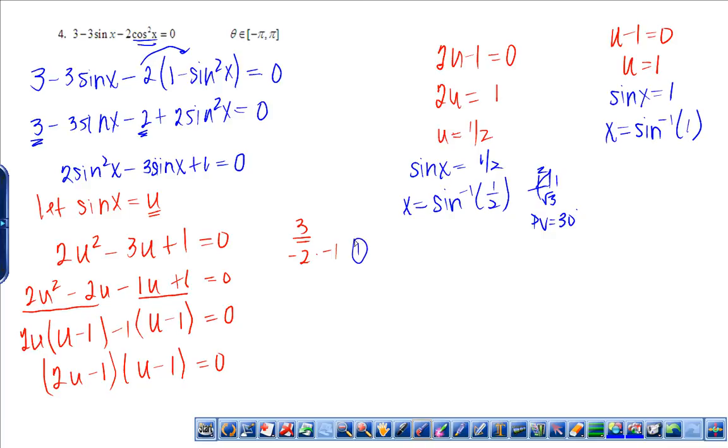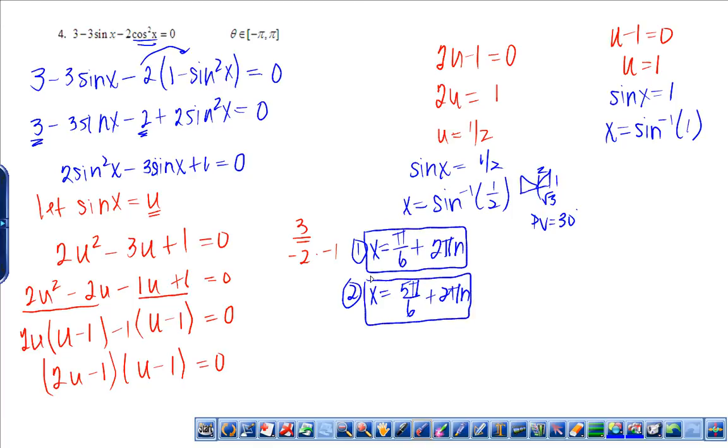So it looks like my first one is going to be x equals pi over 6 plus 2 pi n. And to get my second one, sine is also positive over here in the second quadrant, so I'm going to have to subtract. That's going to be x equals 5 pi over 6 plus 2 pi n. And there's my two general solutions.